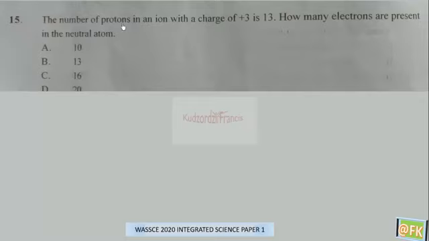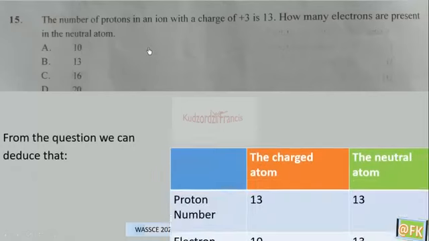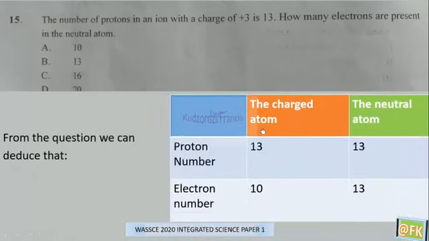The number of protons in an ion with a charge of +3 is 13. How many electrons are present in the neutral atom? Note, in the neutral atom. From the question, the charged atom has a proton number of 13 and an electron number of 10. Proton number doesn't change. So in the neutral atom, the proton number is also 13.